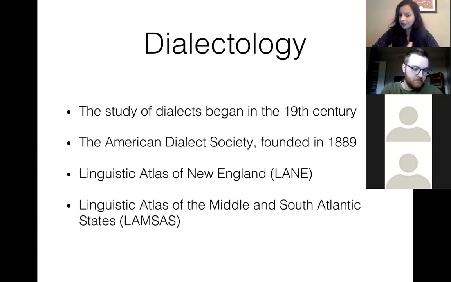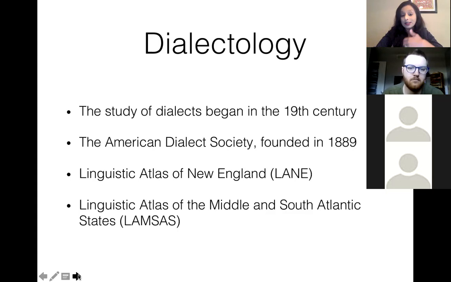Two of the things that the American Dialect Society conducted, two studies that they conducted, one was a linguistic atlas of New England. Big compendiums of maps and data and all that that was collected across a period of time. And the second atlas that they made was a linguistic atlas of the Middle and South Atlantic states called LAMSAS. So this really spurred the beginning of dialectology.